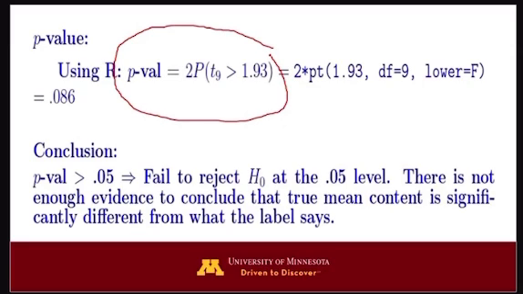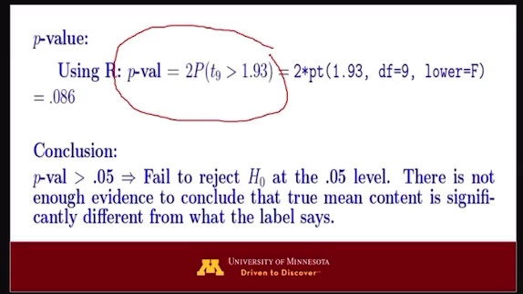Where is the 9 coming from? The 9 is actually the degree of freedom. The degree of freedom is the sample size minus 1. The sample number here is 10. The degree of freedom is going to be 10 minus 1. That's going to be 9. Whenever you are conducting a t-test, you need the degree of freedom. And that's why you have a T9 greater than 1.93.